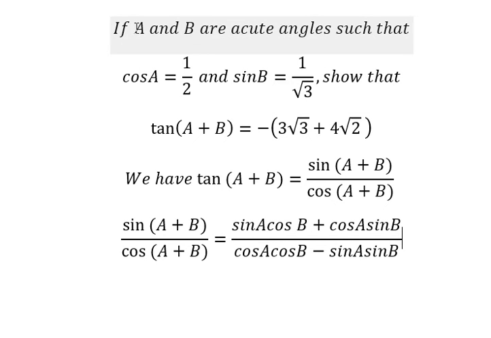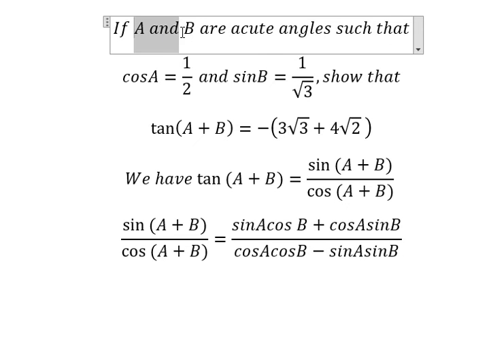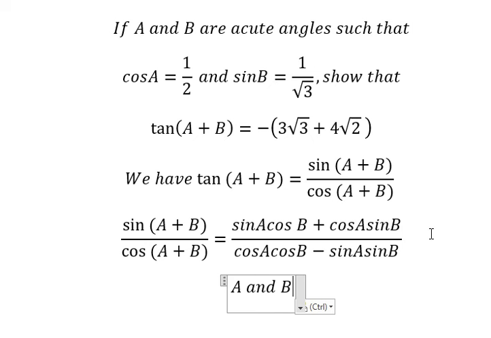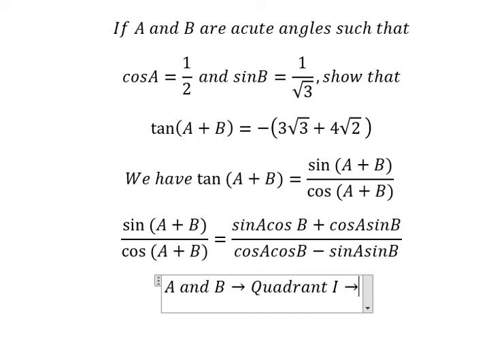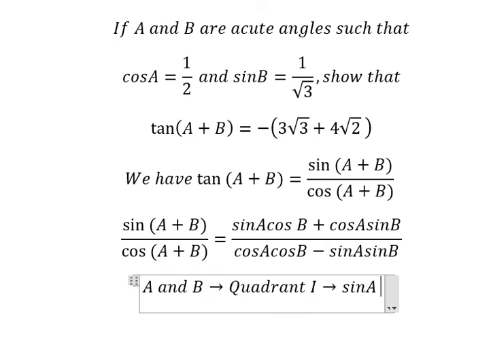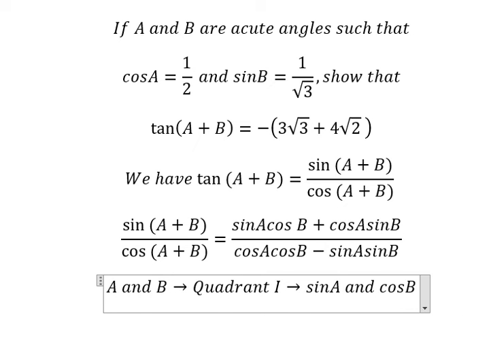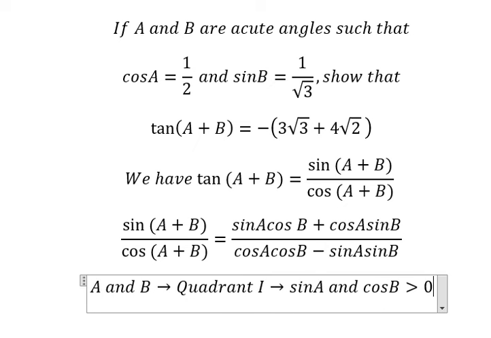So the next one, we look carefully. We have A and B are acute angles. Acute angles mean that A and B are from 0 to 90 degrees. So we can conclude that A and B are in quadrant number 1. Because they are in quadrant number 1, sin A and cosine B should be positive.